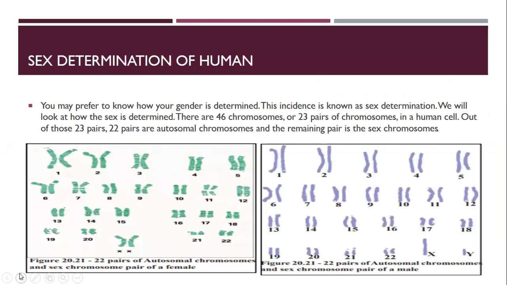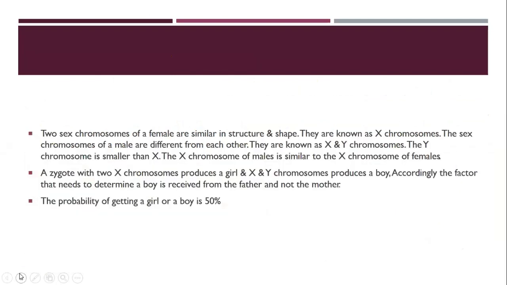The picture on the left side is of the female and the right is of the male. We can see that females contain 2 X chromosomes while males contain an X and Y chromosome. The 2 sex chromosomes of a female are similar in structure and shape. They are known as X chromosomes. The gender chromosomes of a male are different from each other. They are known as X and Y chromosomes. The Y chromosome is smaller than X.